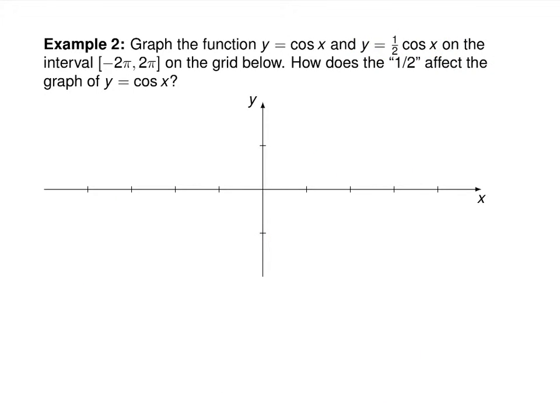So like this one, we're going to graph cosine x and 1/2 cosine x. So where does cosine of x start? 0, 1. At 0, 1, yep. And if this is 2 pi, it crosses at pi halves. By pi, you're at negative 1. 3 pi halves, you're at 0. 2 pi, you're back at 1.